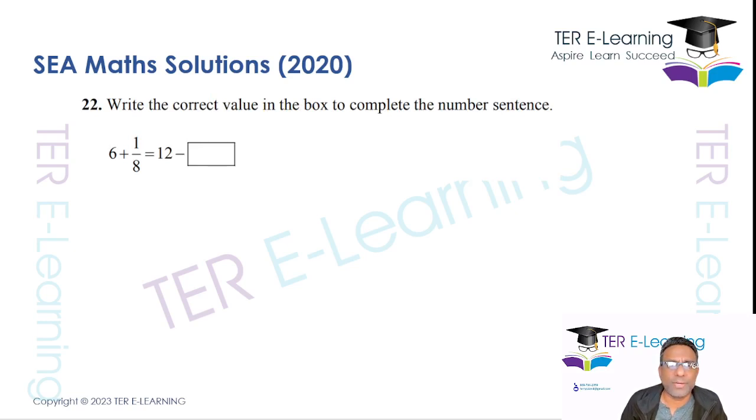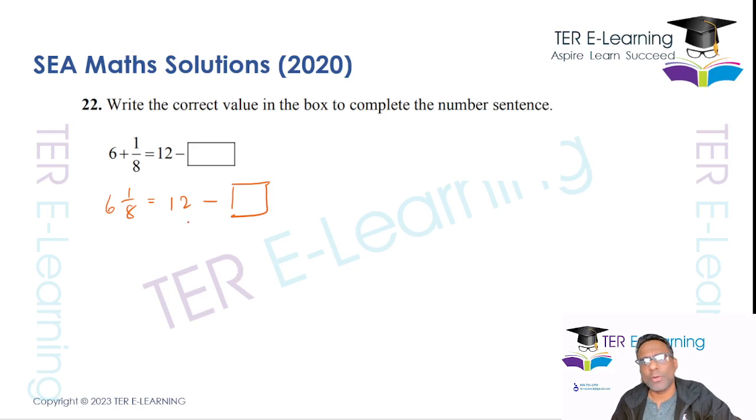All right, so we have a number sentence here. 6 and 1/8 is equal to 12 minus something. If you want to get that box, all we need to do is take 12 and subtract 6 and 1/8. That's what we need to do.